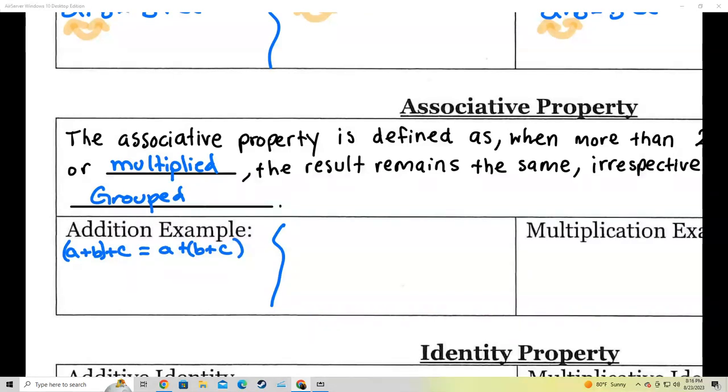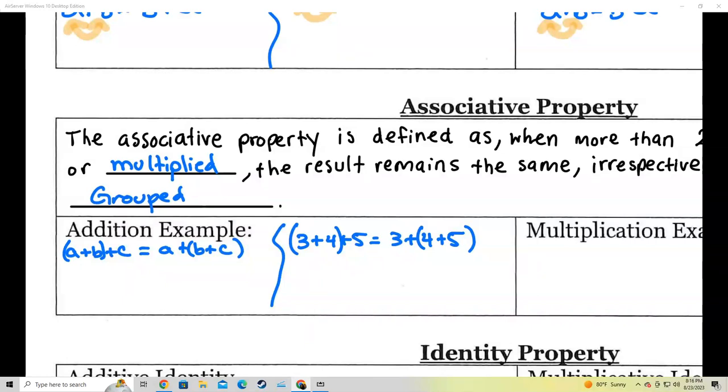Notice that the order of the numbers did not change. It still says A, B, and C on the left, and it says A, B, and C on the right. What did change was the placement of the parentheses. So let's give you a real example. We're going to say if I have 3 plus 4 plus 5 with parentheses around the 3 and the 4, that must be the exact same thing as, again, the numbers stay in the same spot, 3 plus 4 plus 5, but my parentheses are the thing that's going to switch. It's going to move to the end.